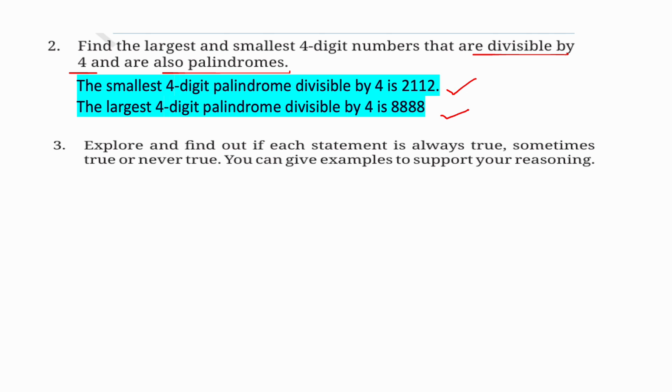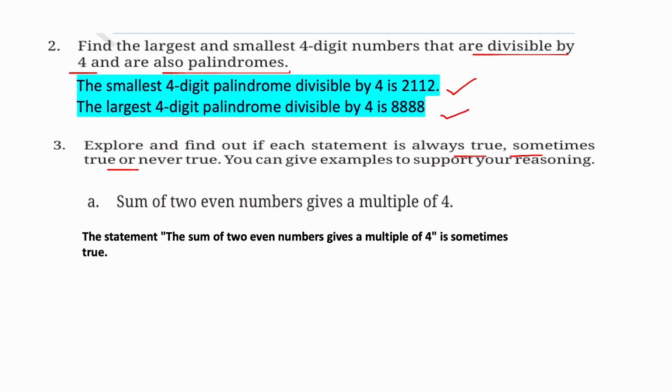Explore and find out if each statement is always true, sometimes true, or never true. You can give examples to support your reasoning. First one: the sum of two even numbers gives a multiple of 4.